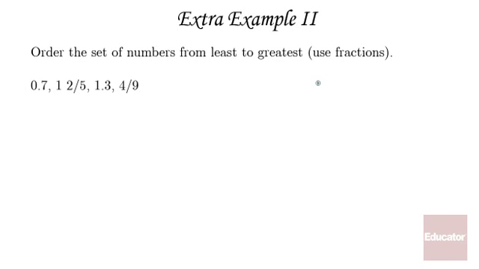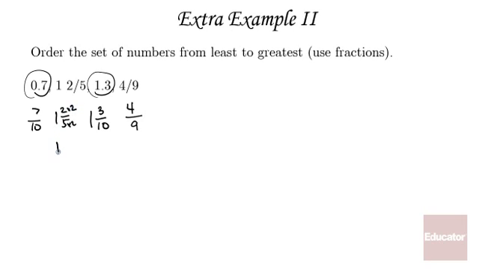Order the set of numbers from least to greatest using fractions. So that means I'm going to change this into a fraction and this into a fraction. 7 over 10, because it's 7/10, and 1 and 3/10. So now let's take 1 and 2/5 and 4/9. We need to create common denominators. Straight off, this can become 10 when you do times 2 and times 2, so this will be 1 and 4/10. So now we have a 10, a 10, a 10, and a 9.